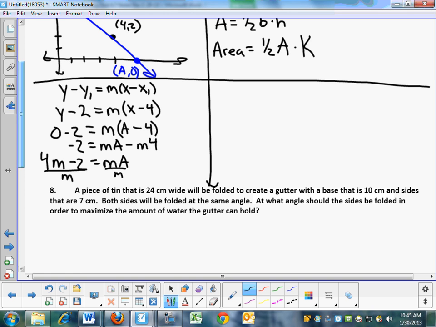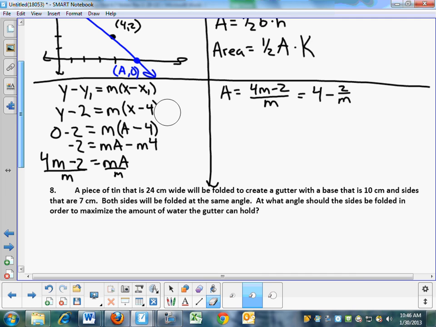So what we end up with is A is equal to, in terms of m, (4m minus 2) over m. I'm going to make that just a little simpler. I'm going to divide both the 4m and the minus 2 by m, and I get 4 minus 2 over m. That's going to be easier for us to use. So I just did that for A. Now we need to do it for K. I'm going to do the same thing.